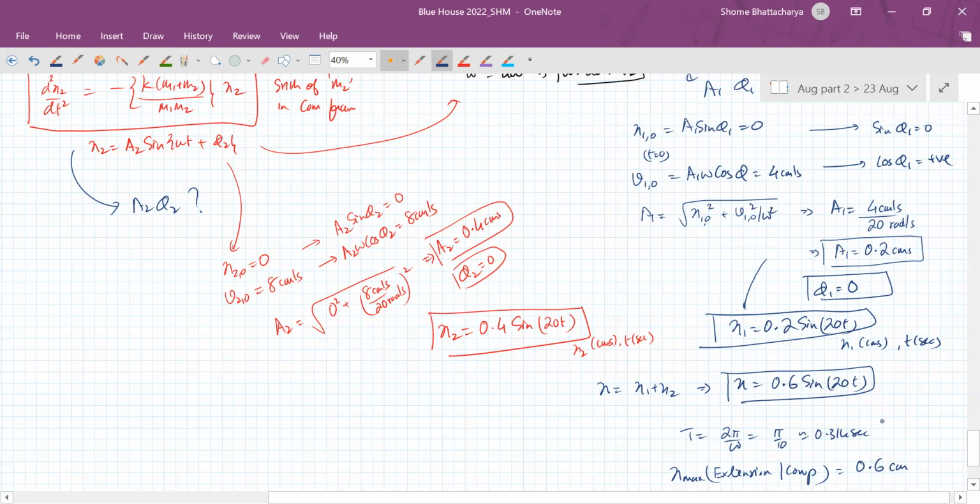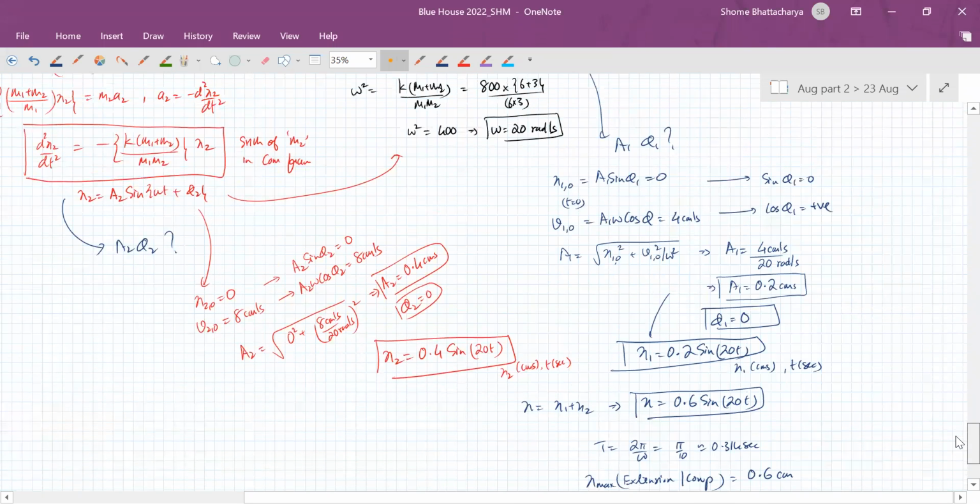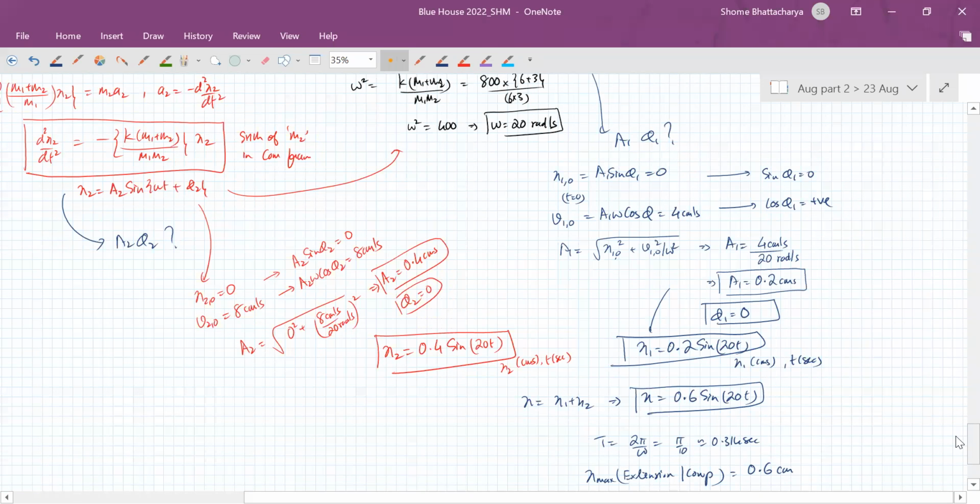And while the spring is doing that, if you're running along with the center of mass, you will see the first block oscillating with an amplitude of 0.2 centimeters, the second block oscillating with an amplitude of 0.4 centimeters. So we will conclude today's session over here. This is an advanced kind of application of simple harmonic motion, where SHM is happening in a system where the center of mass is moving and multiple blocks or multiple parts of the system are doing SHM in that center of mass frame.